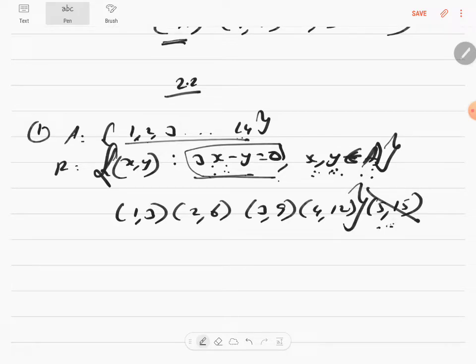Okay, ma'am. So then, double bracket. Write the domain. What is the meaning of domain? The first element of the ordered pair. What is the first element? 1, 2, 3, 4 is the first element of the ordered pair.